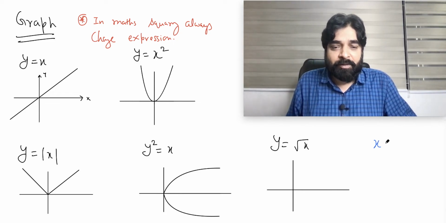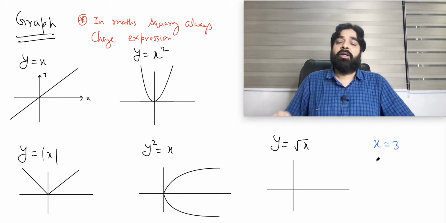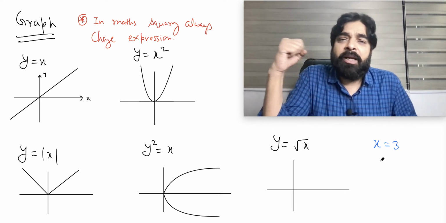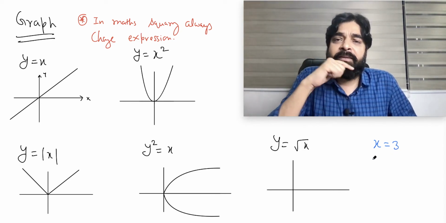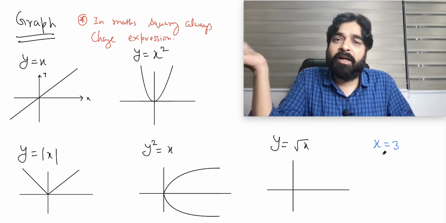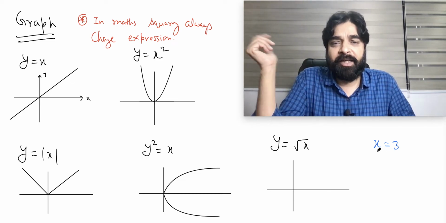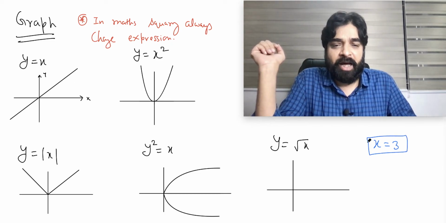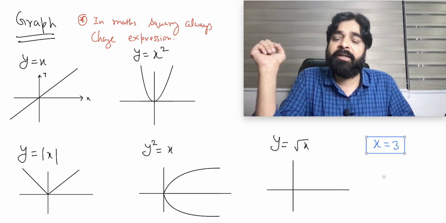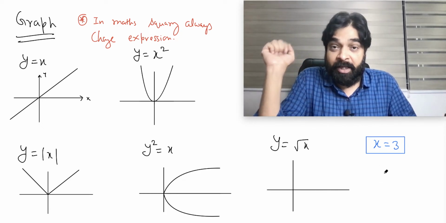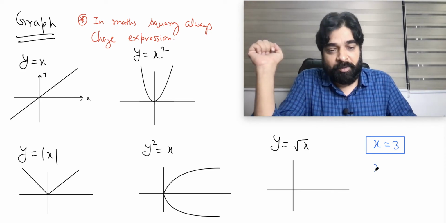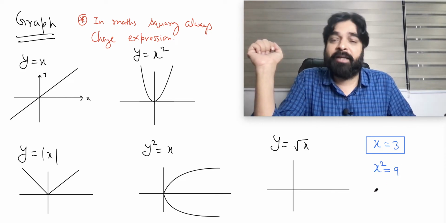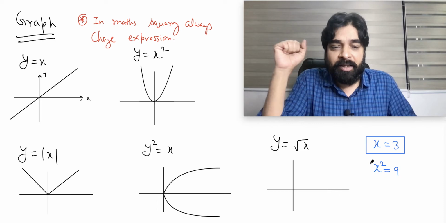Suppose I say x equal to 3. Look at this. Can you tell me which kind of equation this is? Is it a linear equation or quadratic? 100% it's linear. All of you have heard about the linear equation. Am I right? Now if I say square both sides, what will you get? x square equal to 9. What is this? This is quadratic.